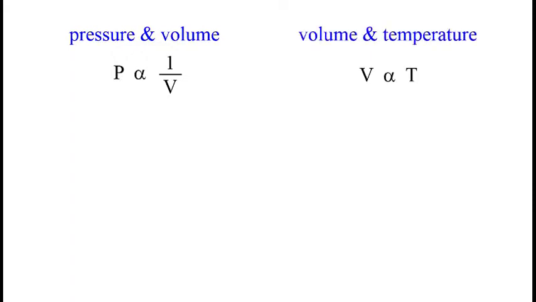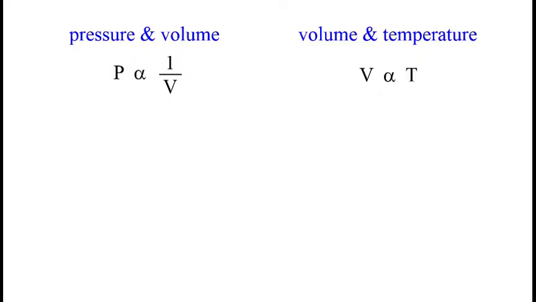Gases have been studied quantitatively for a long time. Back in the 1600s, Robert Boyle showed that the pressure of a gas in a closed system was inversely proportional to its volume. In other words, if the volume went up, the pressure went down. In the 1700s and early 1800s, several scientists showed that the volume of a gas in a closed but flexible container was directly proportional to its temperature. In other words, if the temperature went up, the volume went up.